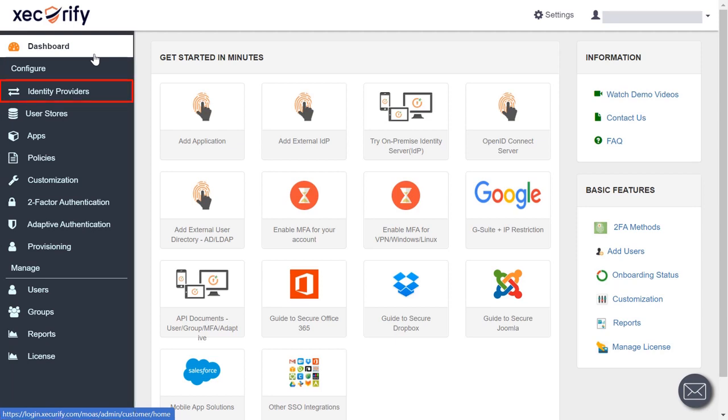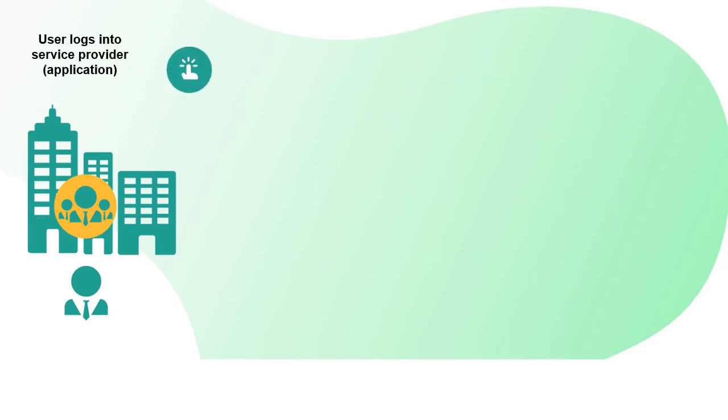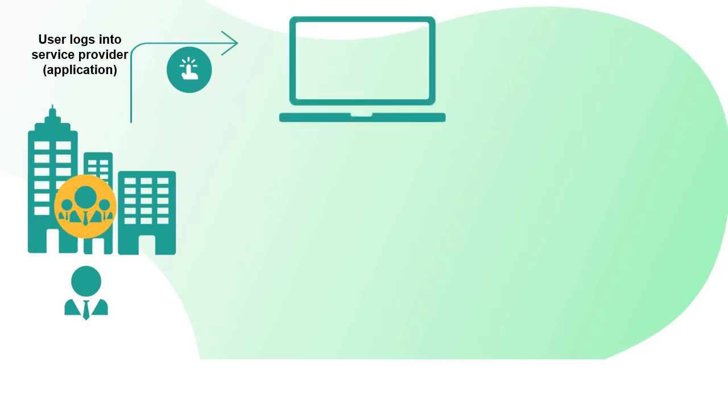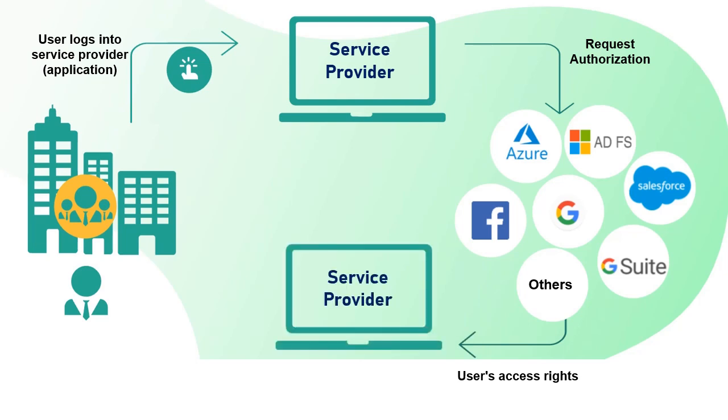First, let's go to the identity provider section. An identity provider, also known as IDP, is a service that stores and verifies user identity. When a user logs into an application, the service provider requests authorization from the appropriate identity provider. The IDP performs the authentication that the end user is who they say they are, and sends that data to the service provider along with the user's access rights for the service. The service provider now grants the authorization to the user.